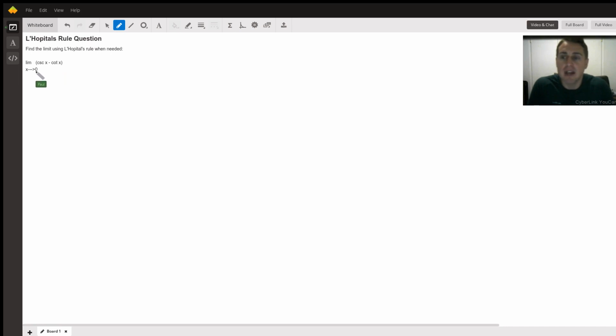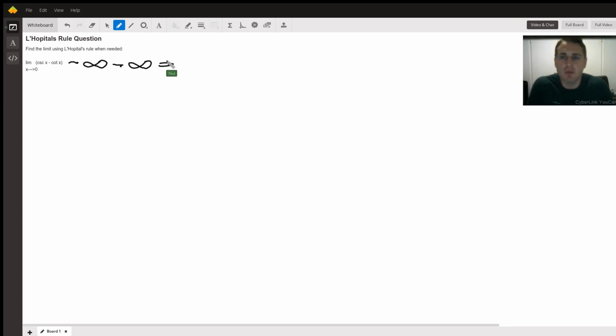Now, if you plug in 0, the cosecant of x is 1 over 0, so that's like infinity. And then the cotangent of x is also like 1 over 0, so that's minus infinity. So this is what we call indeterminate form. We don't really know if this ends up being 0 or if one infinity is larger than the other, etc.